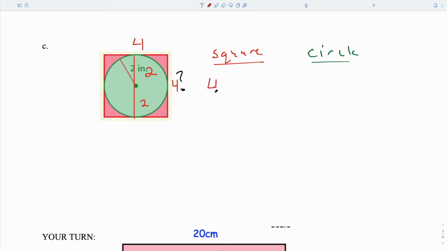When you find the area of the square, you're doing length times width. 4 times 4 is, whole class, 16 inches squared. Okay, let's find the area of the circle.